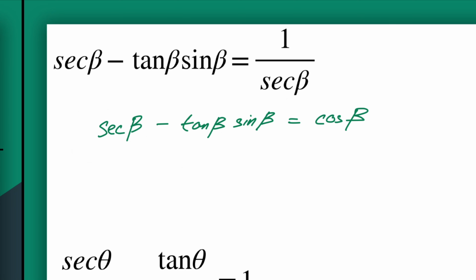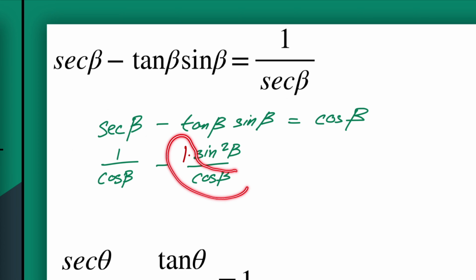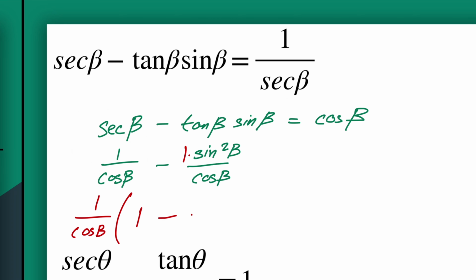So let's try that. Let's go 1 over cosine beta minus sine squared beta over cosine beta. Now again, remember, there's still kind of like a 1 times this in here. So I can pull this out if I want to, right? So let's do that. Let's undistribute a 1 over cosine beta out. So I'm going to go 1 over cosine beta out times, well, in order to get that term, that's just 1 minus sine squared of beta.